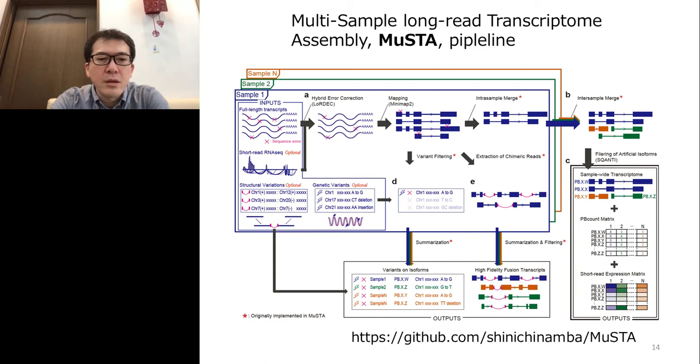So we created a pipeline that can merge ISO-seq reads from multiple samples. At first, ISO-seq reads with similar sequences should be merged to reduce redundancy.